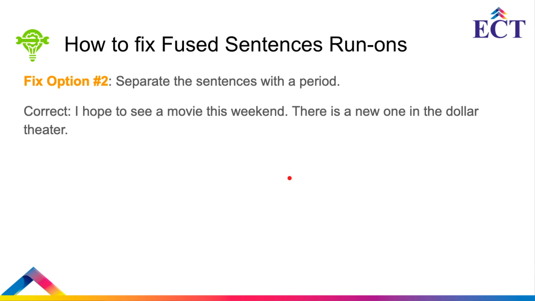Then the second fix is to separate the sentences with a period. The best way. No confusion, nothing. Whatever you want to say, you have to make sure that it is correct and the intention is there, because if the intention is because or as, meaning one thing is dependent on another, then you have to use as or because.